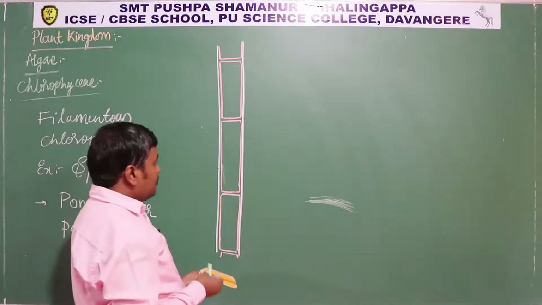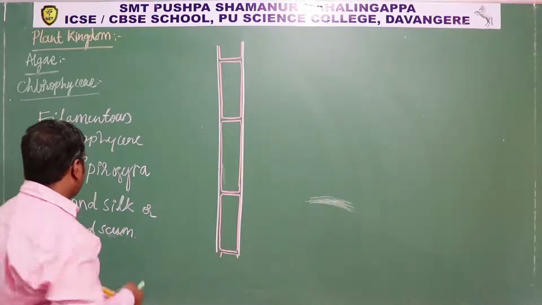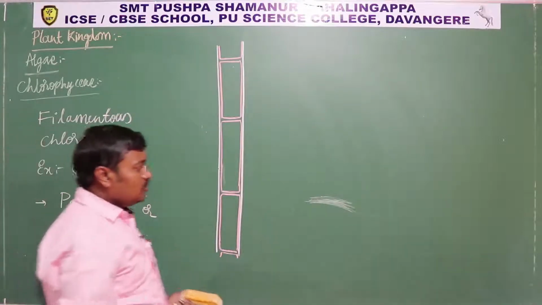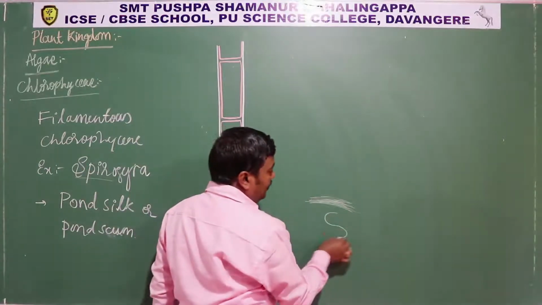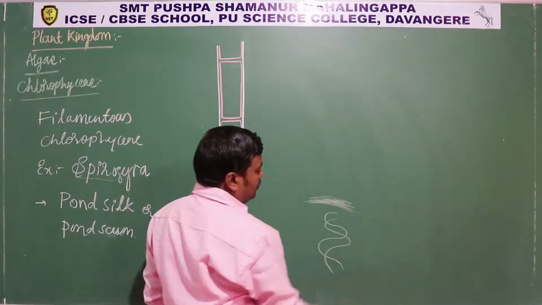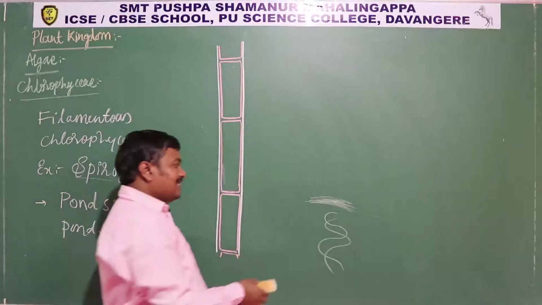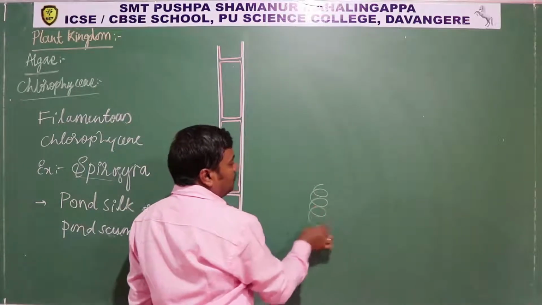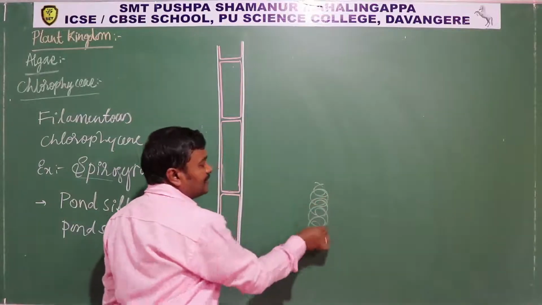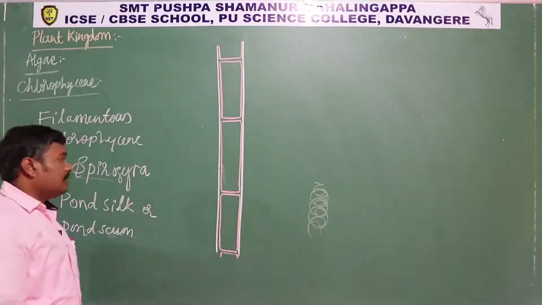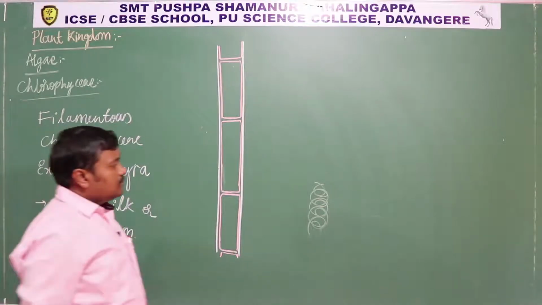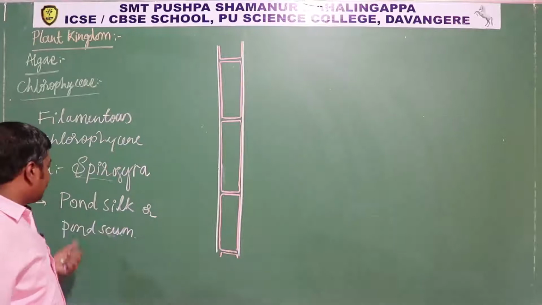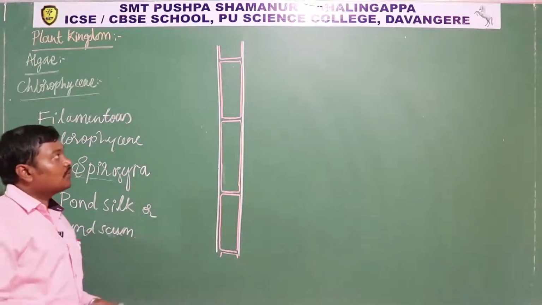The interesting part in Spirogyra is that the name is derived from the shape of the chloroplast. You know the meaning of spiral. Spiral means it looks like this, spring-like. So the chloroplast looks spring-like when we see it. That is the reason why the name is Spirogyra. Since it looks like a silk thread, it is also called pond silk or pond scum.